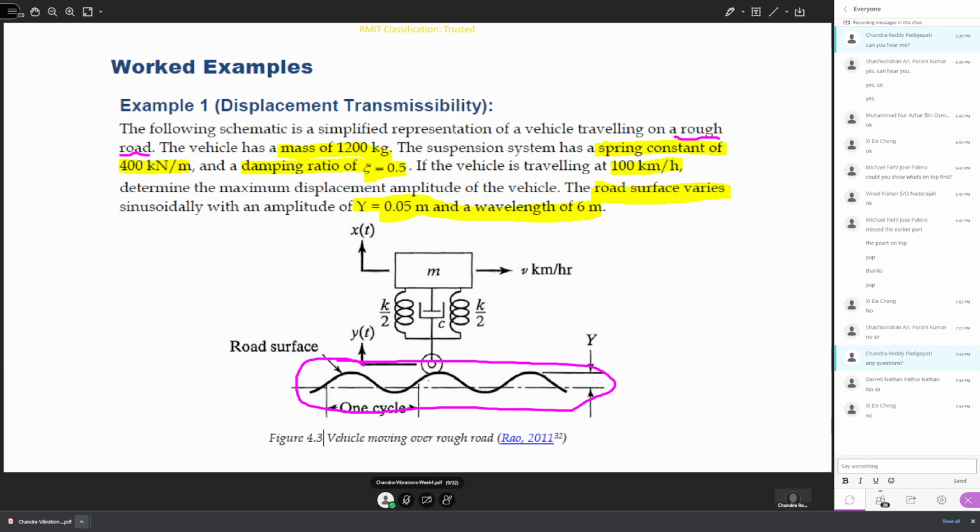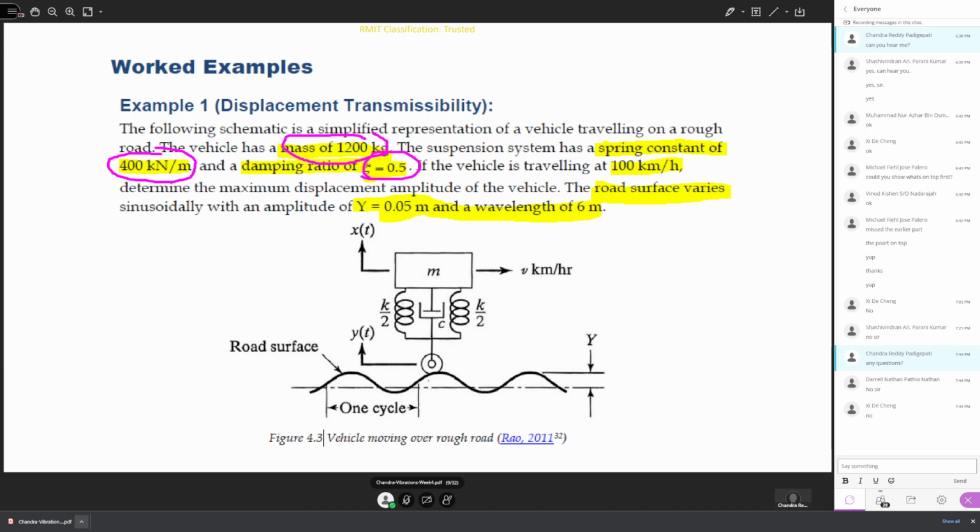Now you want to study the variation of this amplitude on the road on a vehicle traveling, and we can model the vehicle as an undamped system with a mass, stiffness constant, and a damper. The parameters for the vehicle are given: the mass is 1200 kilograms. The stiffness constant for the vehicle is 400 kilonewton per meter. The damping ratio for the system is given as 0.5.